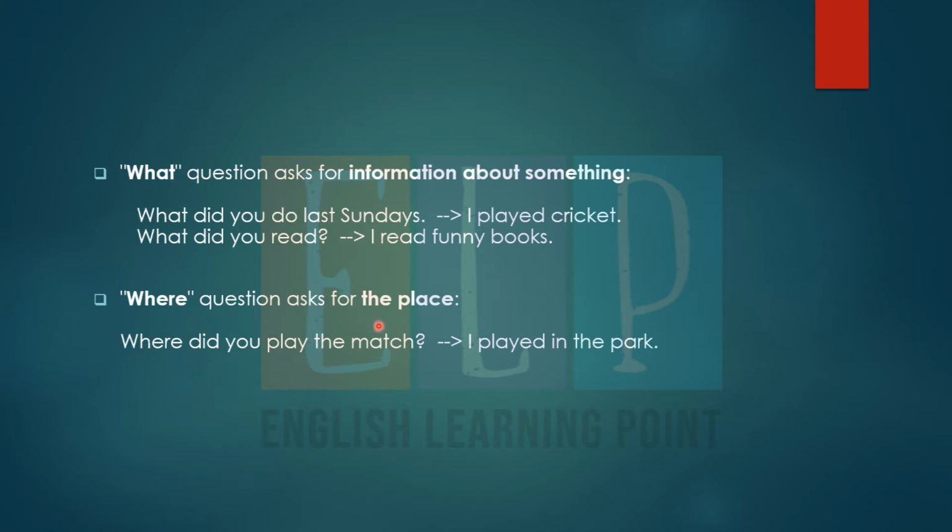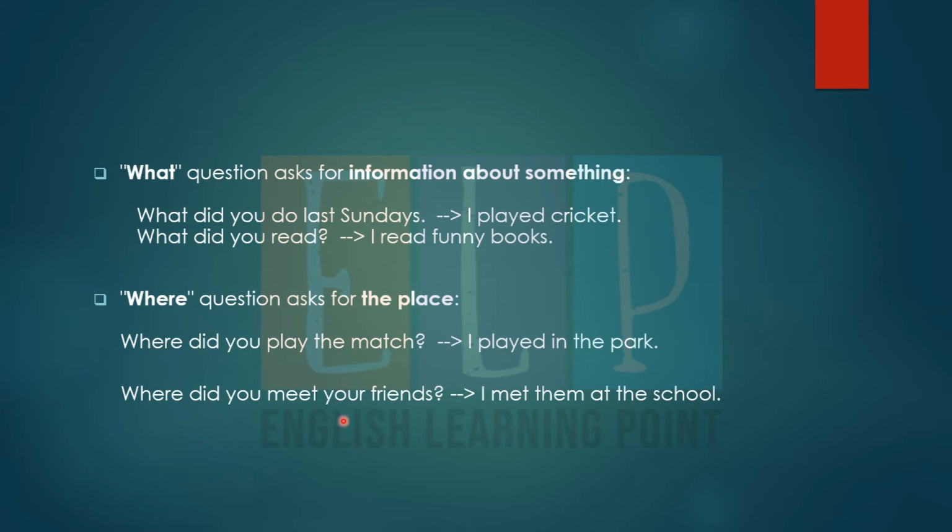Where questions ask for the place. Where did you play the match? I played in the park. Where did you meet your friends? I met them at the school. You can see over here that I am using the first form of the verb while asking the question. I used the first form of the verb and I used did too. And while giving the answer I use the second form of the verb with all the affirmative sentences.